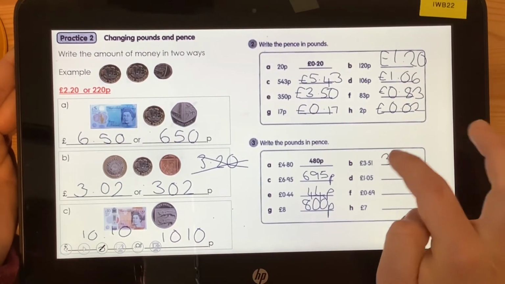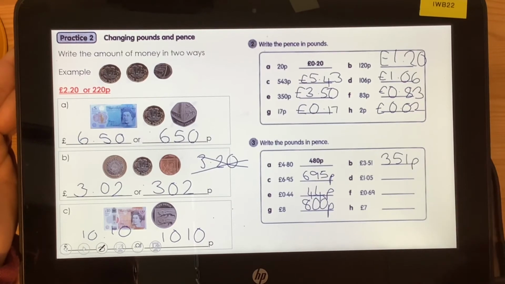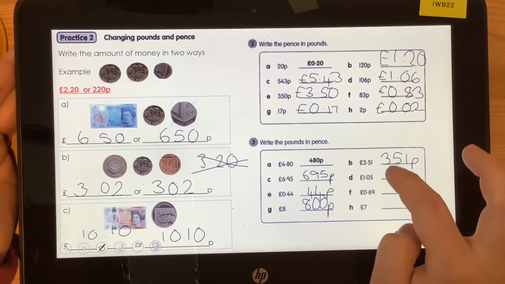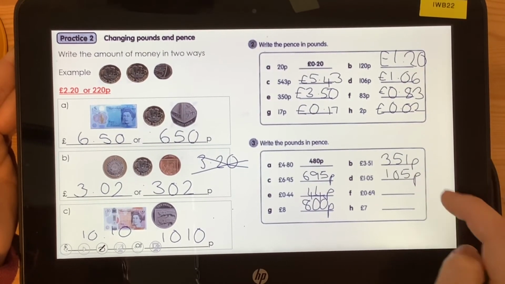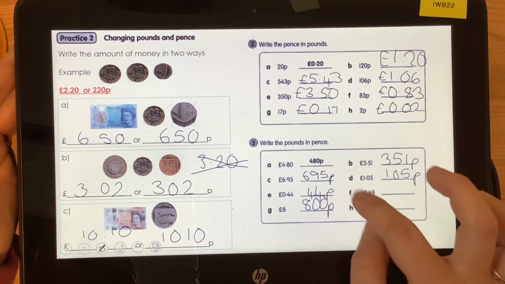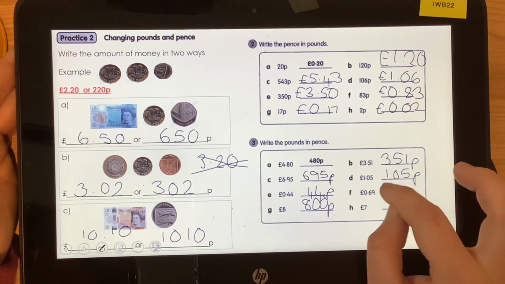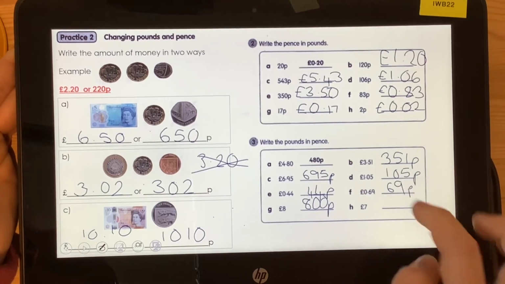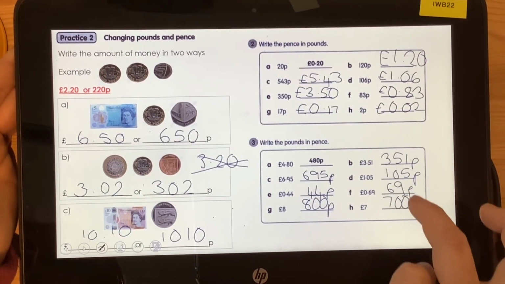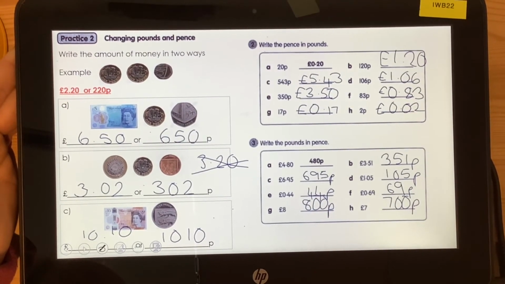£3.51 would be 351. £1.05 would be 105. 69p here, because there's no whole pound, so it's just 69p. And then £7 would be 700 pence. So well done if you got those right.